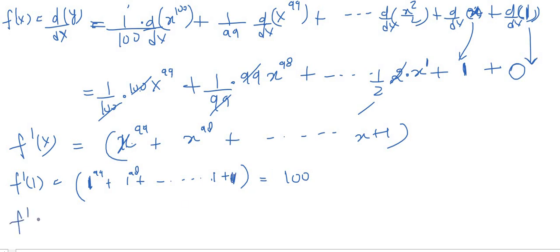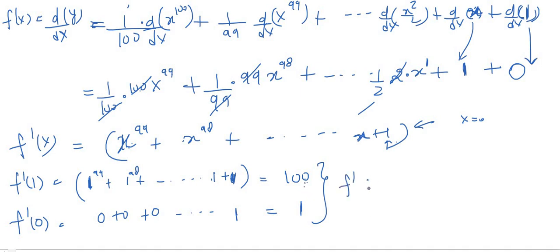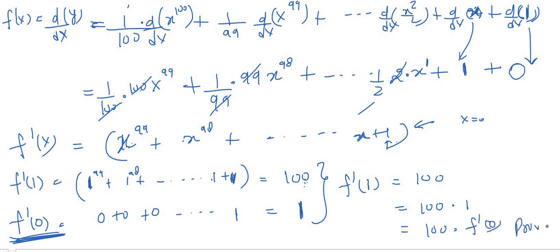Now what is f dash 0? You have to put x is equal to 0 in this expression. So 0 plus 0 plus 0 and so on, only this last term is left over, and that is 1. If you look at this carefully, f dash 1 is nothing but 100. Can I write it as 100 into 1? And what is 1? 1 is nothing but f dash 0. So hence proved. Yes or no?